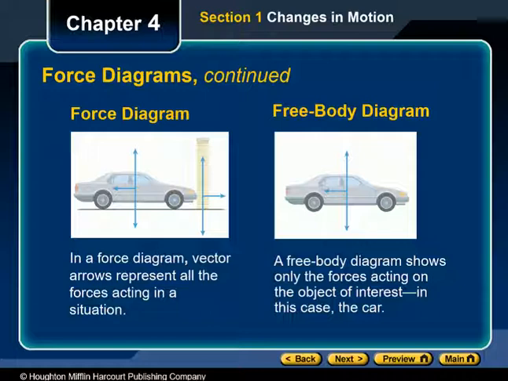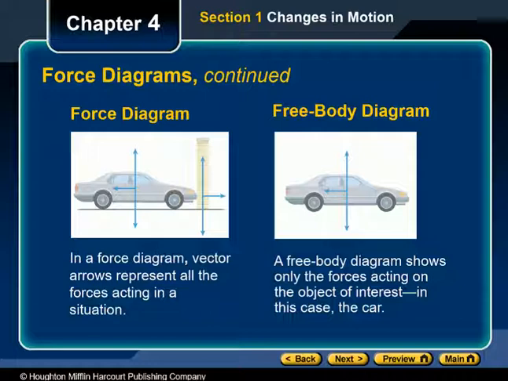A free body diagram helps analyze the situation. After engineers analyzing a test car crash have identified all of the forces involved, they isolate the car from the other objects in its environment. One of their goals is to determine which forces affect the car and its passengers.